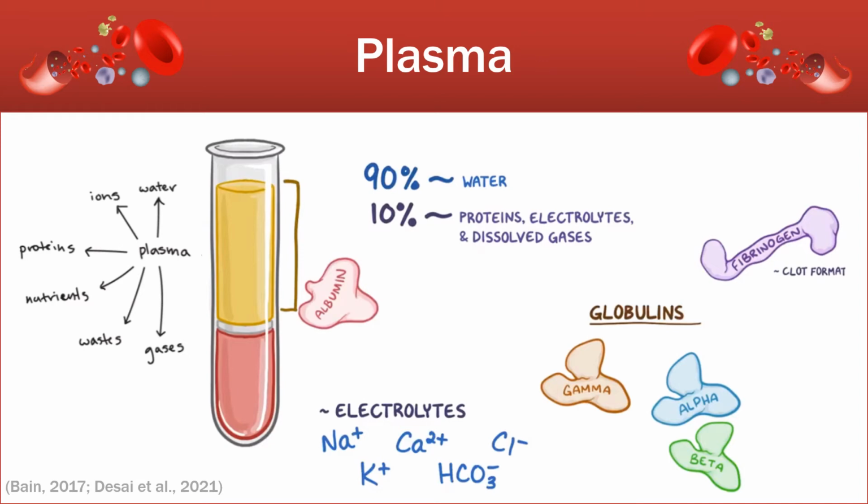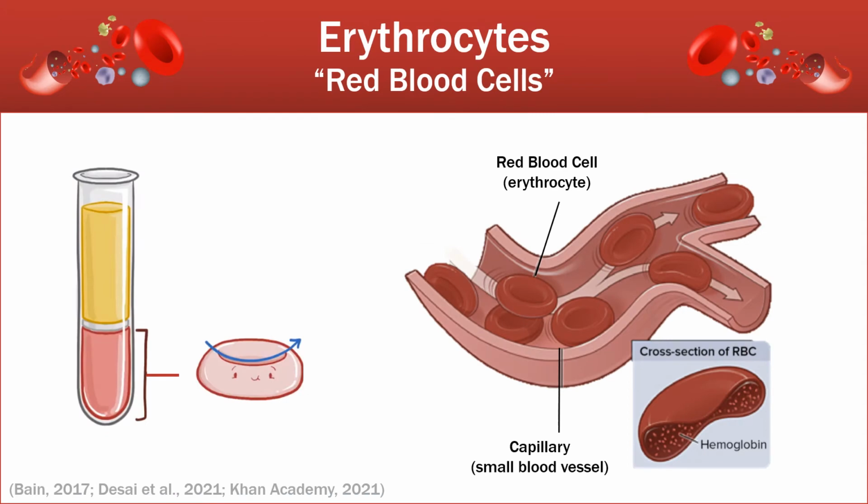And then a little bit more about plasma: other solutes that are found include, like I said before, the hormones, the nutrients such as glucose, and respiratory gases like oxygen and carbon dioxide that are often dissolved in blood. So now that we have a good understanding of that top layer for plasma, let's skip down to that bottom layer of red blood cells.